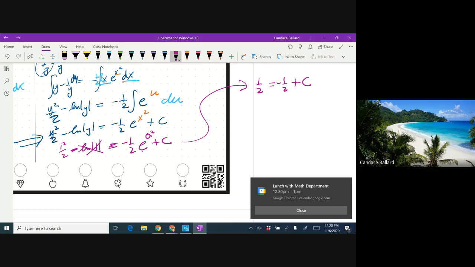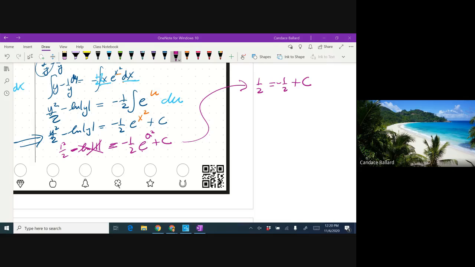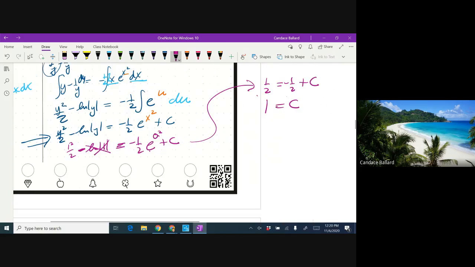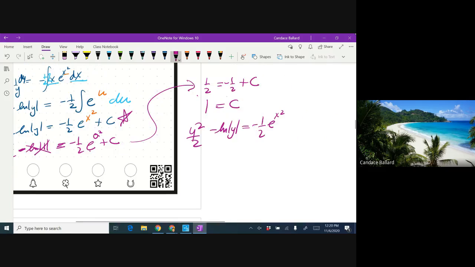Okay. All right. We are going to add the 1/2 to the other side. So when I add the 1/2 to the other side, I would get 1 equals C. All right, which means I'm going to the line before I plugged in my initial condition, and I'm plugging in my C. Okay. All right, so we've got y squared over 2 minus the natural log absolute value of y equals negative 1/2 e to the x squared plus 1.